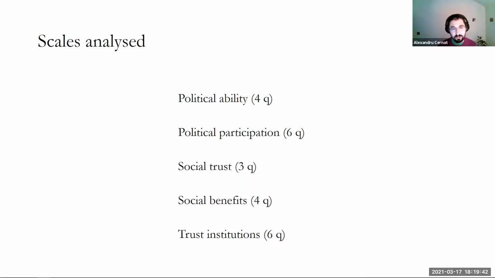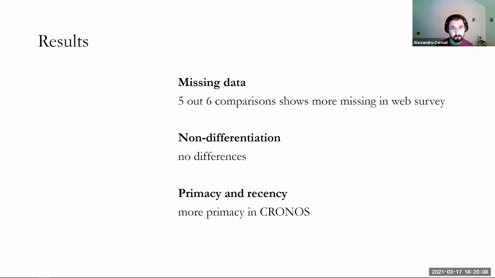Okay, so the scales that we analyze in this ESS study are political ability with 4 questions, political participation, 6 questions, social trust, 3 questions, social benefits, 4 questions, and trust in institutions, 6 questions. All of these are very popular scales. They're used in many studies, so I think they give us a good sample of questions to test.